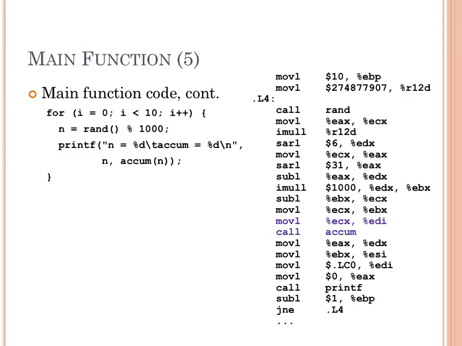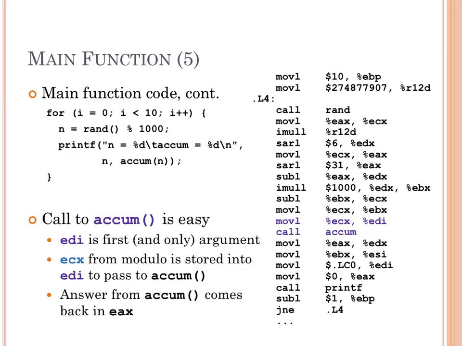So, the last part of this is simply figuring out accum and then invoking printf with the result. The call to accum is pretty easy. Remember that I said that ECX is where n modulo 1,000 appeared. I'm sorry, n is rand modulo 1,000, so n is between 0 and 999. That ended up in ECX. We have to drop that into EDI, because remember, EDI is supposed to be holding the first argument, or RDI if you will, but that'll just be RDI as well. And so we invoke it. Accum returns a value. Accum's value is in RAX, or EAX if you want to be pedantic.